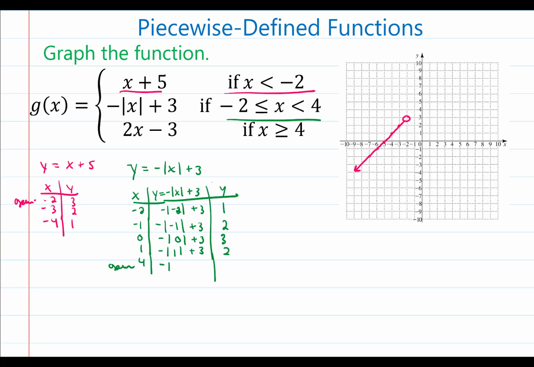Last one, we apply the absolute value of 4, which is 4. Now the negative, which is -4, and then add 3, we get an output of -1. Now let's go ahead and plot these 5 coordinates.